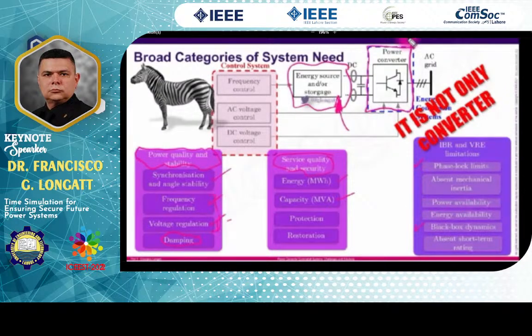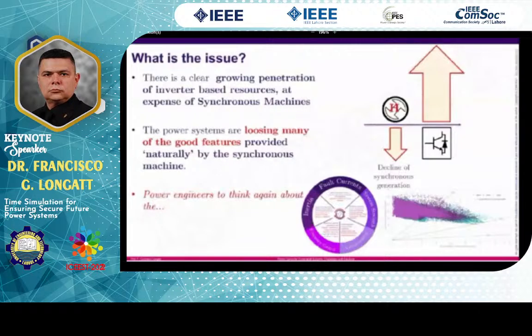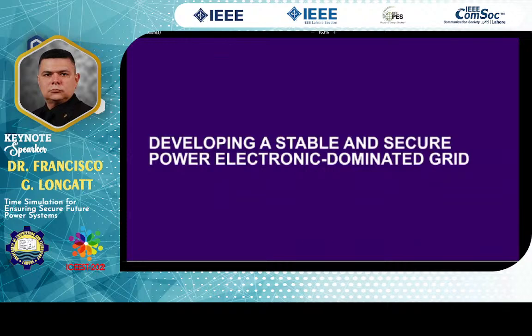Well, in order to move forward, we need to answer the question: what is the issue? Well, the issue is that we are losing the very beautiful properties coming from the synchronous generators, and we are having those very fragile components, the power converters. And in this sense, we need to define a new way to develop and create the electrical power system. And it's time to discuss, okay, how can we develop a stable and secure power electronic dominated grid?